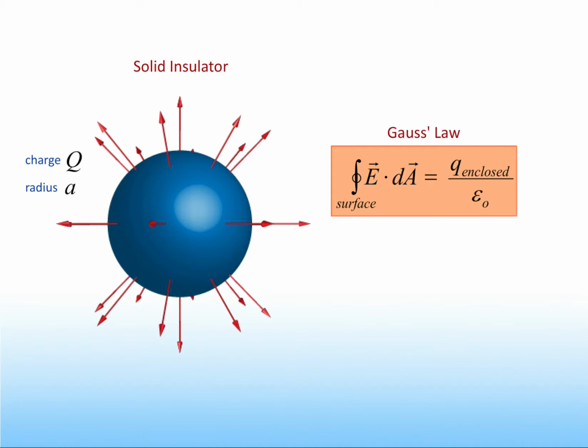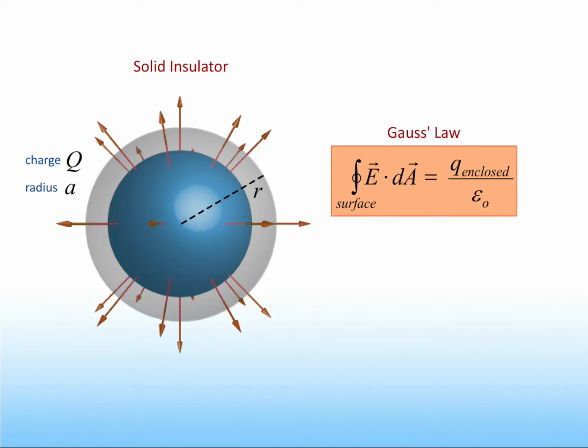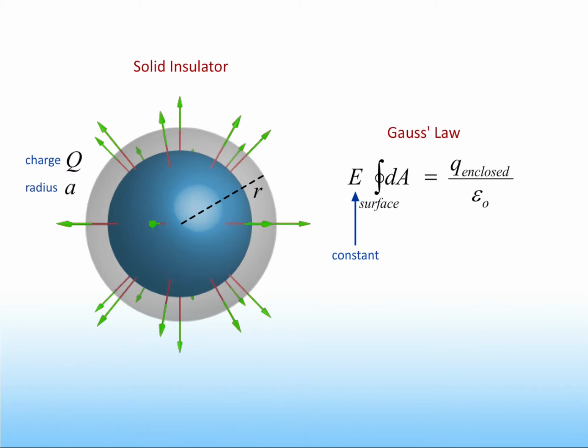To calculate the value of the electric field at a distance r from the center of the sphere, we choose our Gaussian surface to be a concentric spherical shell with radius r. We know the direction of the field at all points on this Gaussian surface must be radial, and therefore perpendicular to the surface. Consequently, the scalar product, E dot dA, just becomes the simple product, E times dA. Furthermore, since all points on the Gaussian surface are equidistant from the origin, we know the magnitude of the electric field at all points on this surface must be the same. Hence, the electric field at the surface is a constant and can be taken outside the integral.